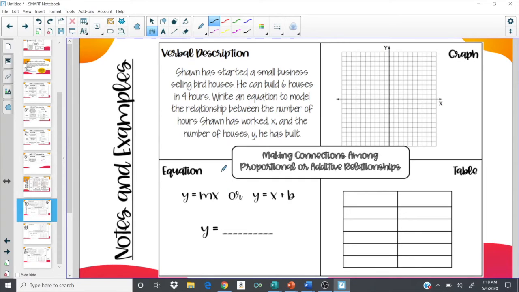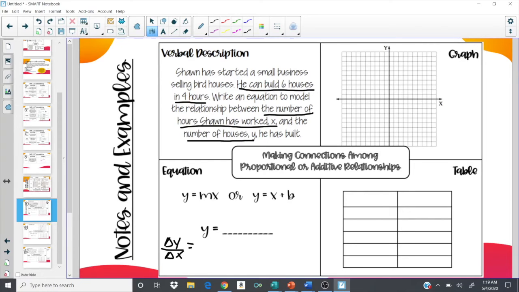So first it says that he can build 6 houses in 4 hours. Then it says that the number of hours Sean has worked represents X, and the number of houses represents Y. Okay, so he can build 6 houses in 4 hours. So this is a multiplicative relationship. This is a constant rate of change. Every 4 hours, he can build 6 houses. Okay. Therefore, we can find the slope using the formula change in y over change in x.